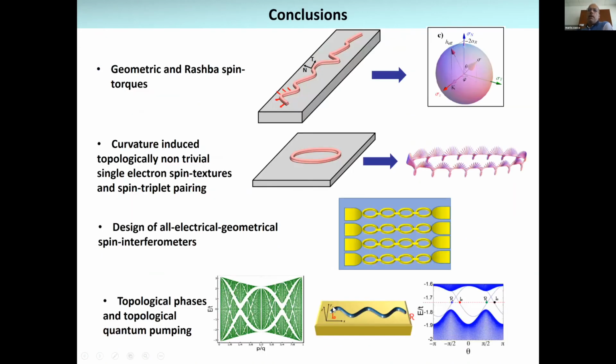So with that, I conclude. I didn't have the time to mention that you can also have a very interesting generation of topological quantum pumping by applying a magnetic field on this periodic serpentine shape. If somebody is interested, I can answer in the chat. And thanks a lot for your attention.